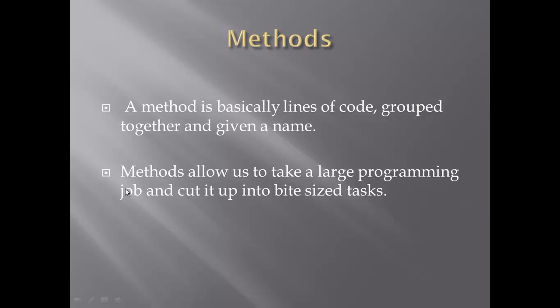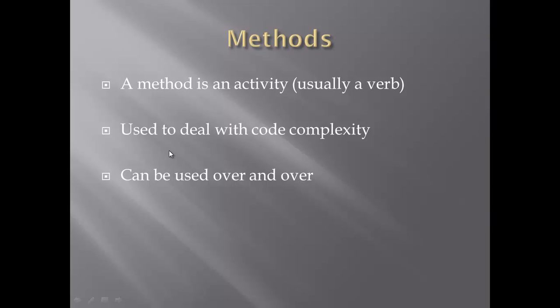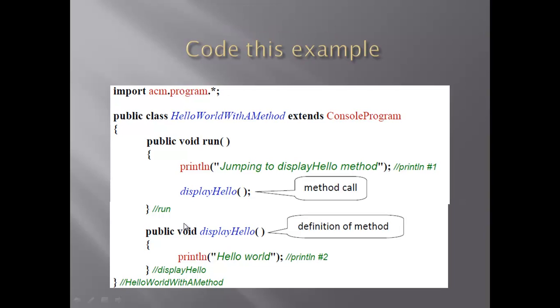Not only do methods allow us to pull things into separate areas, but eventually when we get into objects, we can even put some of those lines of code in separate files. As I said earlier, a method is usually an activity, and it's used to deal with code complexity. One of the advantages is once we've created it, we can use it over and over again. Just like every time we click a mouse, there's not separate code that executes that mouse click. They're just calling upon the same code over and over again. It really helps us be lazy in the long run.